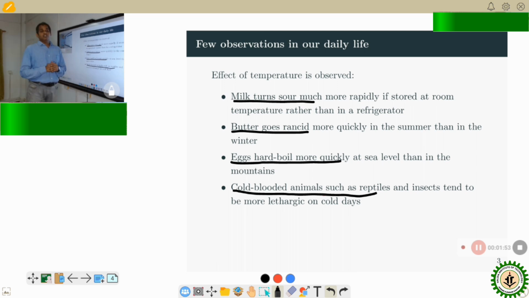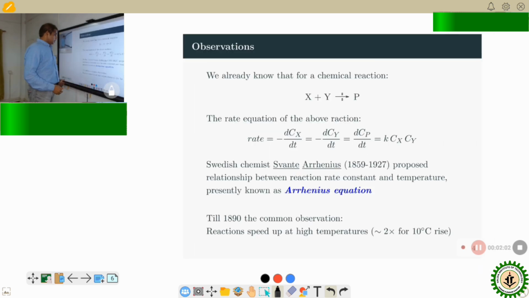We see the effect of temperature. Most of the biological systems are heavily influenced by temperature. From our previous knowledge about reaction kinetics, we know if there is a chemical reaction, suppose there are two reactants X and Y and they are forming the products, in this case, we can write down the rate equation.